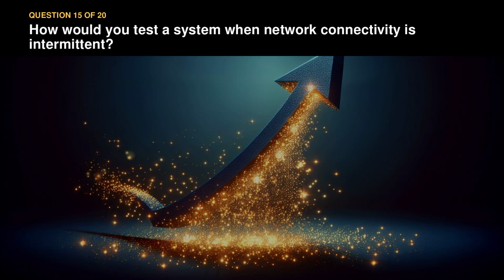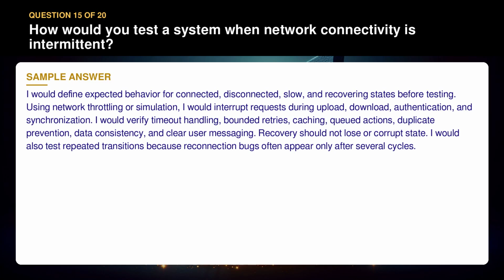Question 15. How would you test a system when network connectivity is intermittent? I would define expected behavior for connected, disconnected, slow, and recovering states before testing. Using network throttling or simulation, I would interrupt requests during upload, download, authentication, and synchronization. I would verify timeout handling, bounded retries, caching, queued actions, duplicate prevention, data consistency, and clear user messaging. Recovery should not lose or corrupt state. I would also test repeated transitions because reconnection bugs often appear only after several cycles.